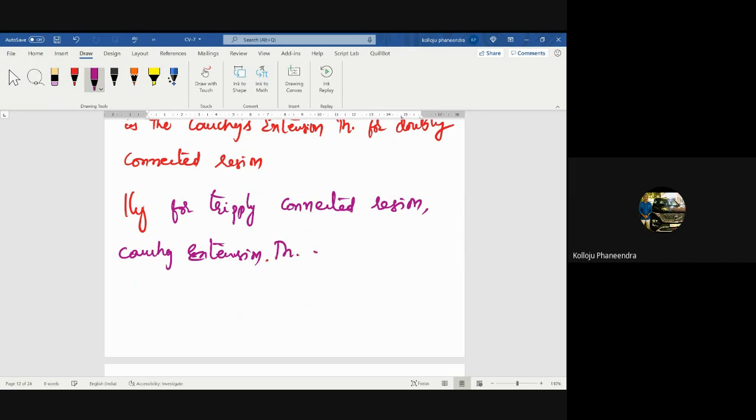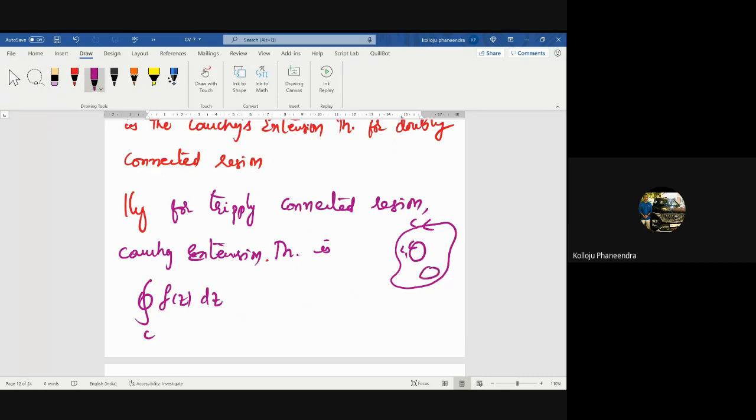Cauchy extension theorem, the original curve is C. What does triply connected mean? Just I'm drawing the figure. This is C. There are two holes. One is C1, another hole, this is C2. Sorry.